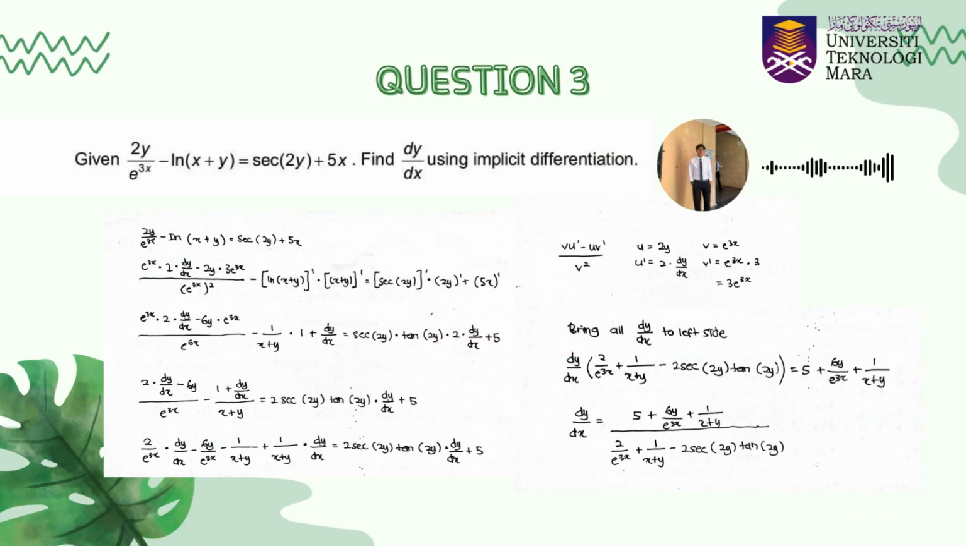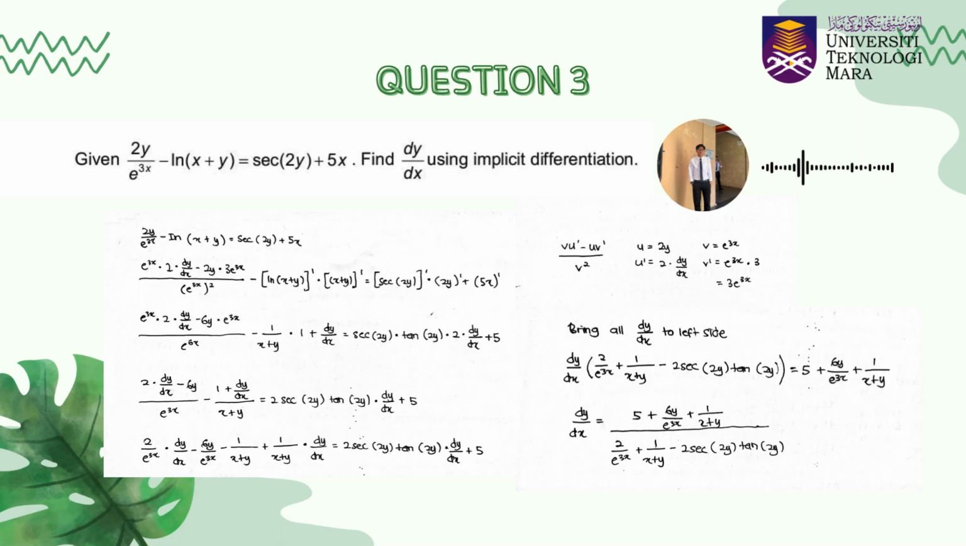We are given the following equation: e to the power of 3x minus ln(x + y) equal to sec²y plus 5x. Our objective is to find dy/dx using implicit differentiation. Since y is a function of x, we begin by differentiating both sides of the equation with respect to x.